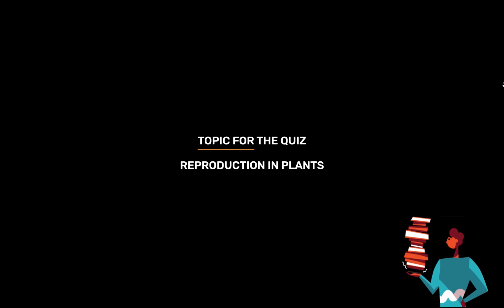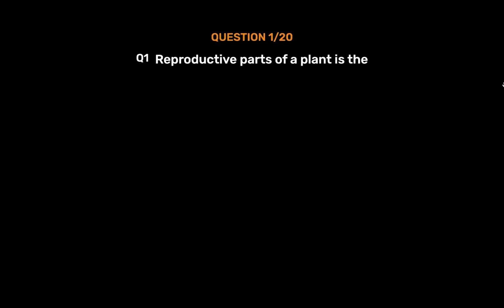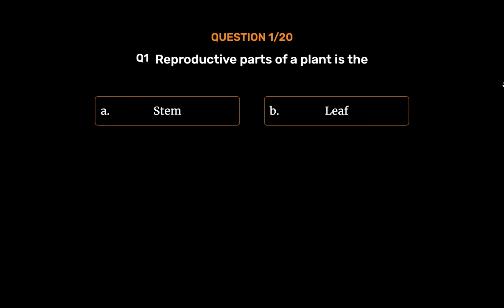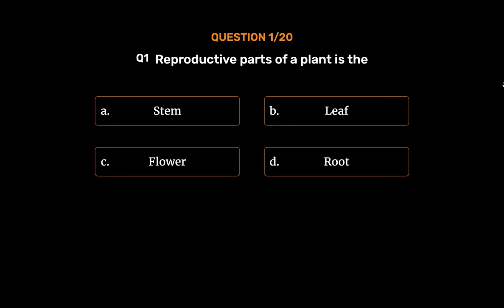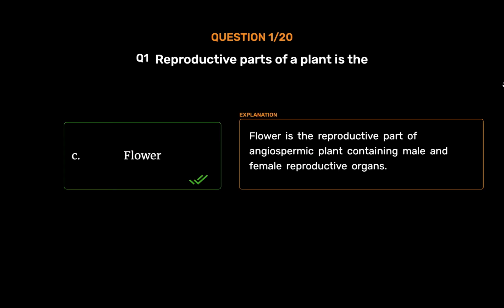Today's quiz is Reproduction in Plants. Question number 1. Reproductive part of a plant is the: Option A, stem. Option B, leaf. Option C, flower. Option D, root. The correct answer is Option C, flower. Flower is the reproductive part of angiospermic plants, containing male and female reproductive organs.